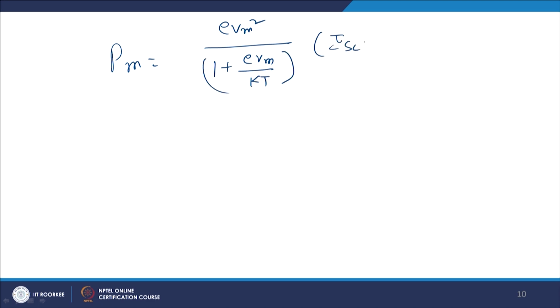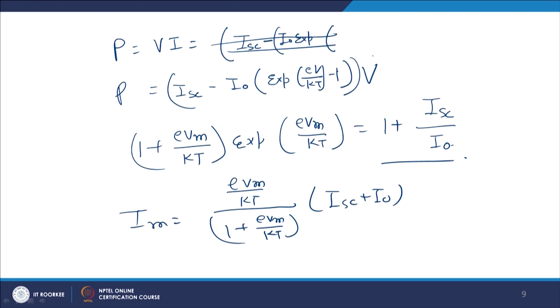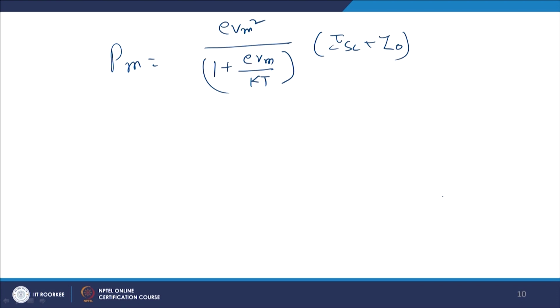Once Im is known, we can go for the maximum power. Now, this eVm will be multiplied by eVm squared, so multiplied by eVm again and Vm again. Now, this will be simply multiplied by Vm, so it will become Vm square, and we will get this for the maximum power. So, this is how we can calculate the maximum power from any PV system.